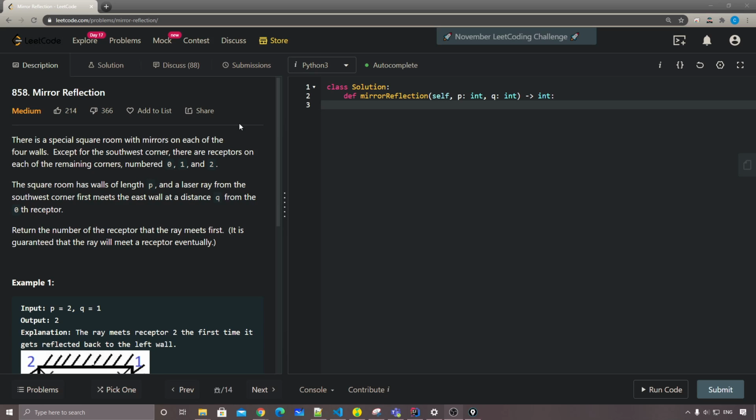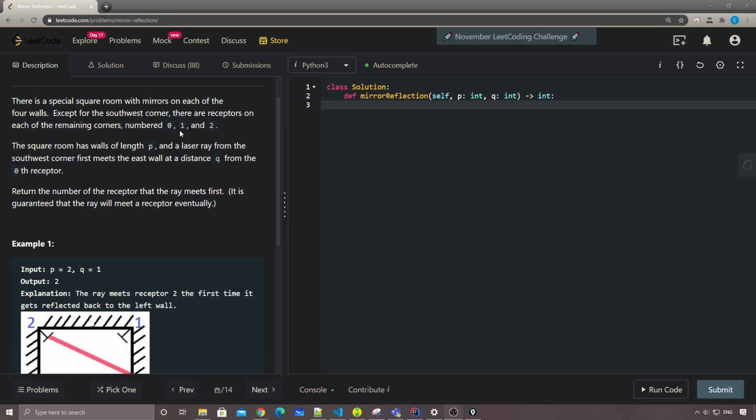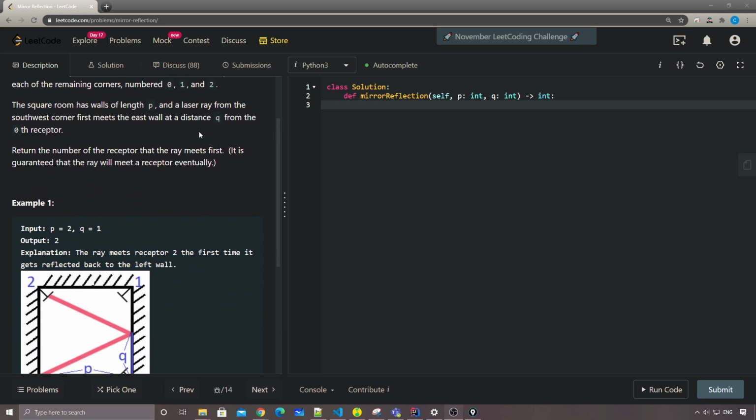So let's take a look at today's daily challenge problem number 858, mirror reflection. I would say it's more like a math problem, but let's take a look. There's a special square room with mirrors on each of the four walls, except for the southwest corner, which is the bottom left corner. And there are receptors on the remaining corners, numbered 0, 1, and 2.